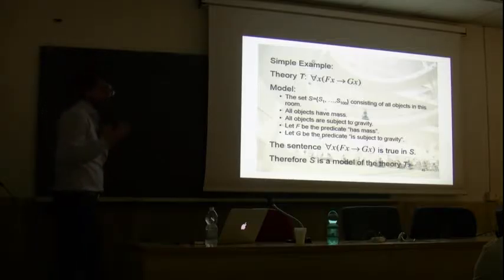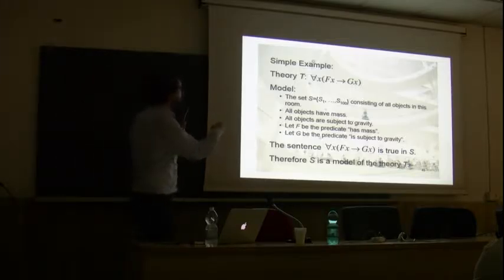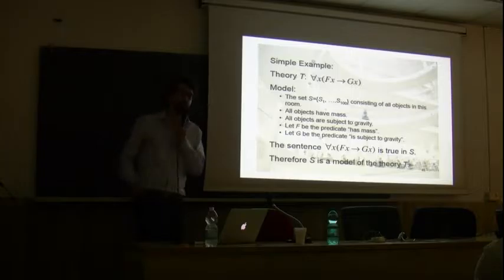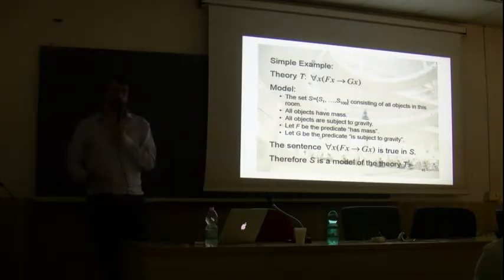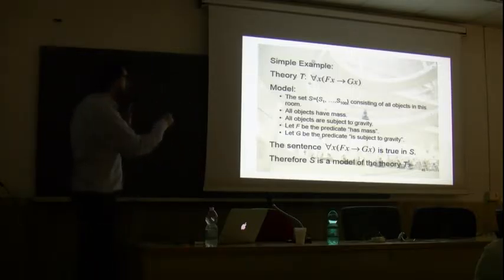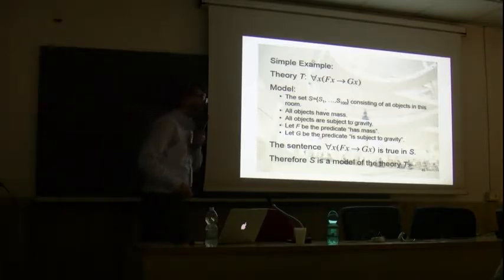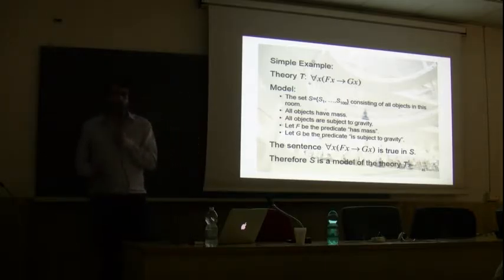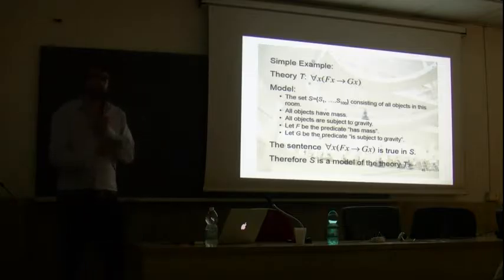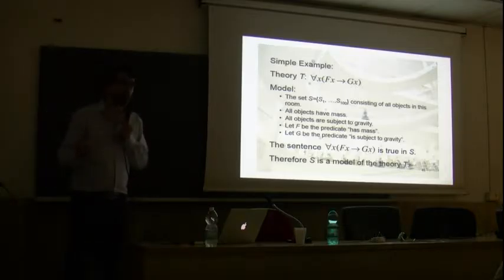So we can take a set of objects, we interpret the symbols in the theory in a particular way, and if that turns out to be true, then the objects in this room are a model of that theory. You can change the example a bit, and it's no longer a model. So this is not entirely trivial.